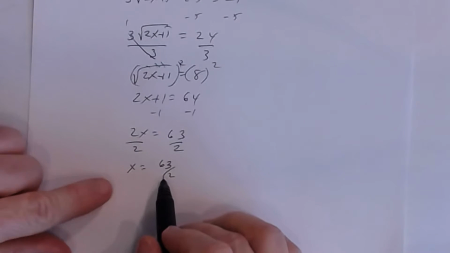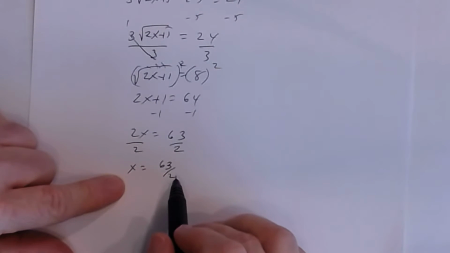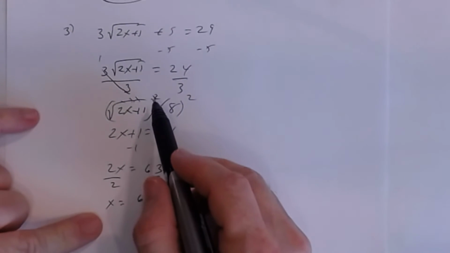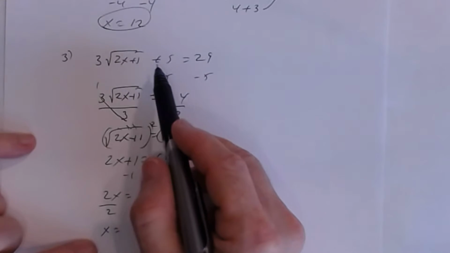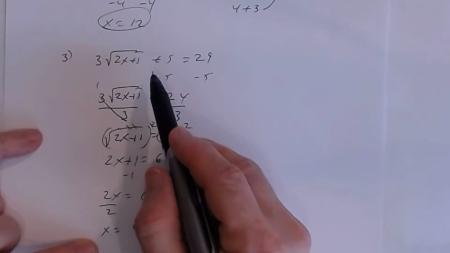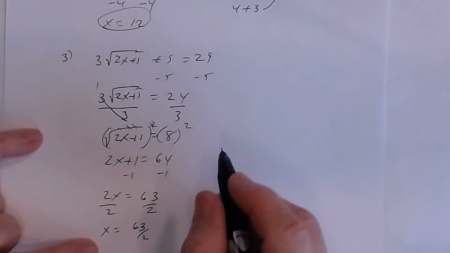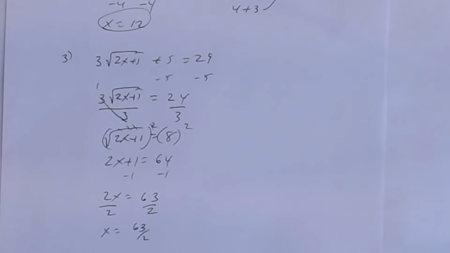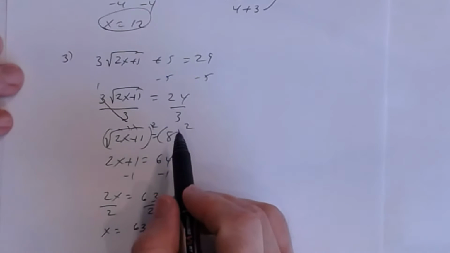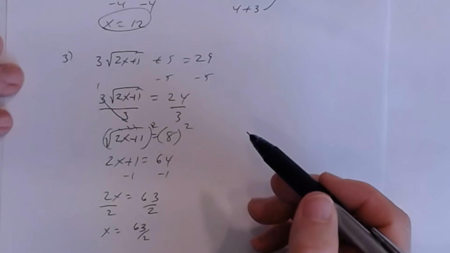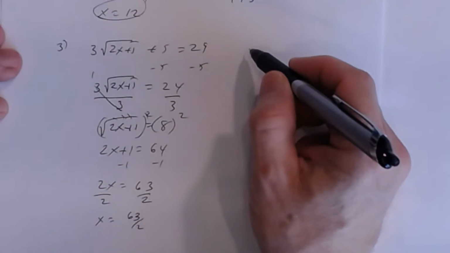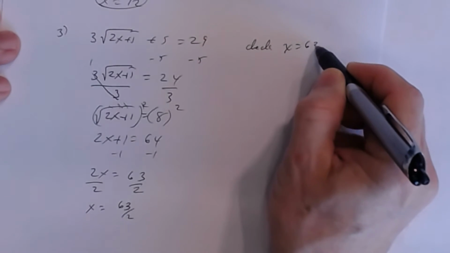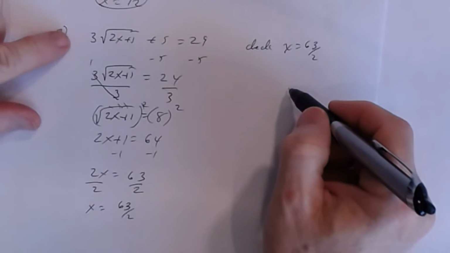Okay, so once you get x equals 63 divided by 2, once you get x by itself, remember you raised both sides to an even power, so you have to check. So let's go back and check this. Since I raised both sides to an even power, I have to check in the original problem. So let's go ahead and check the original problem. We're going to check x equals 63 divided by 2, and then you go to the original.